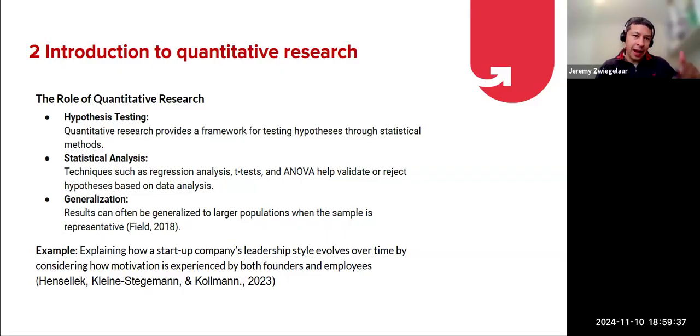So here we have the role of quantitative research now. Talk about this. So the role is to do the following. We test some hypotheses. So quantitative research provides a framework for testing a hypothesis through statistical methods. So when we say this, what we are actually saying is we've got a model.